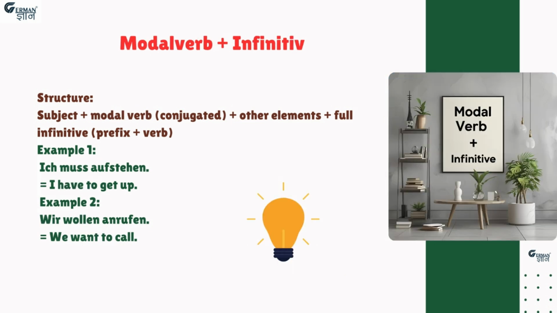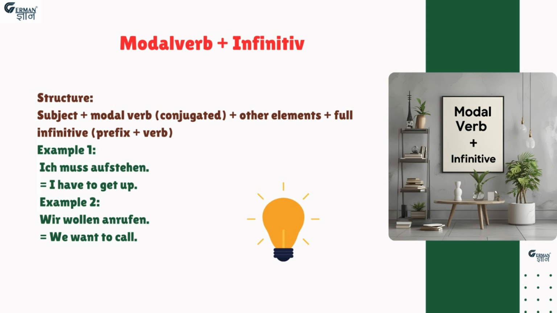Modal verb with infinitive. Now we all know that whenever we use a modal verb, the action verb goes at the end of the sentence in the infinitive form. The same rule will apply over here. That means if you are using a Trennbare verb with the modal verb, then your Trennbare verb will go at the end of the sentence in the infinitive form. That means you will not separate the prefix and the verb.